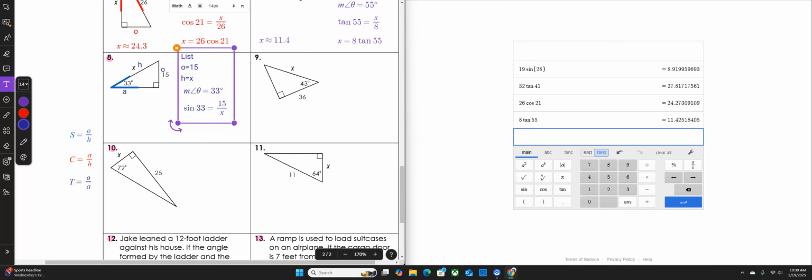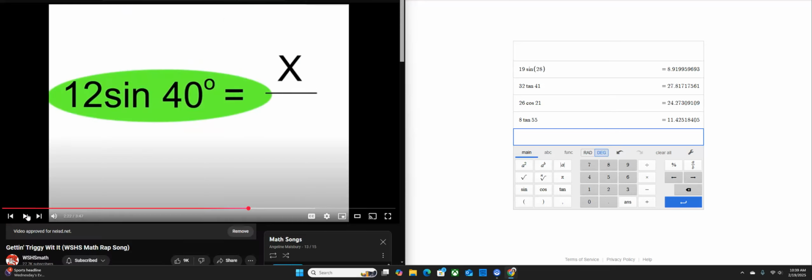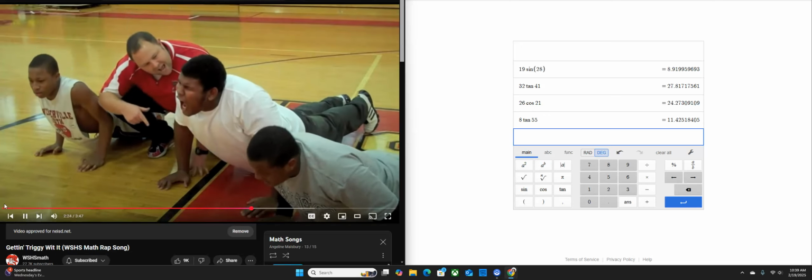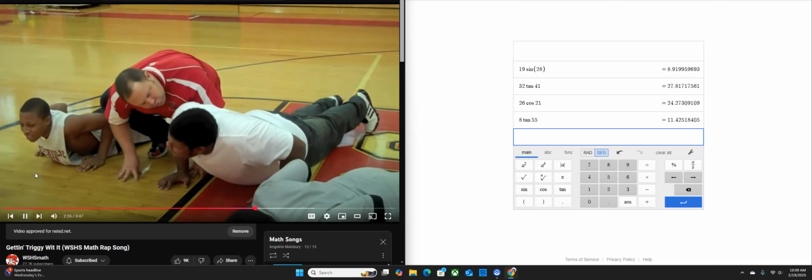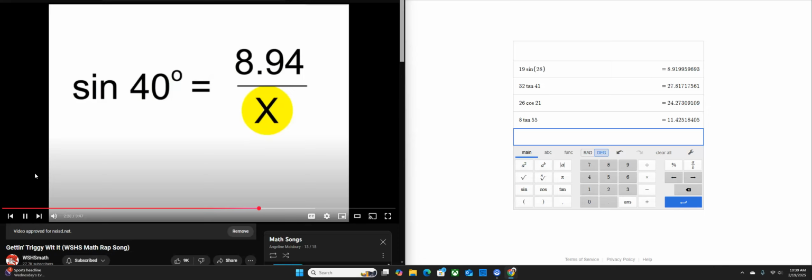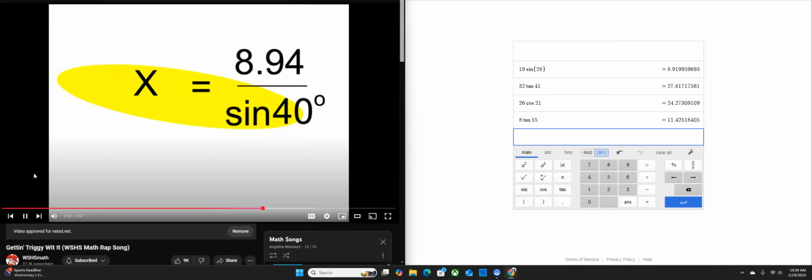Well, let's go back to our video. Trig to the maximum, I be axing them. How about the one time you gotta use division? Only if x is down below. X and the angle will switch, you know.